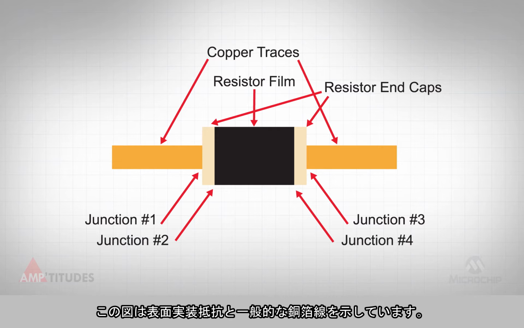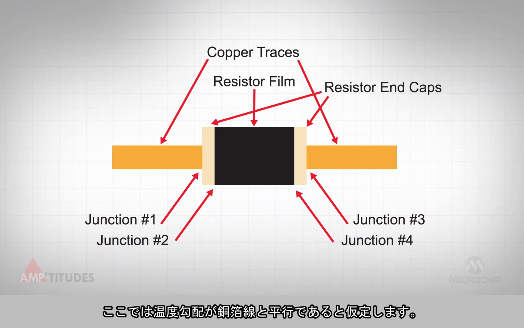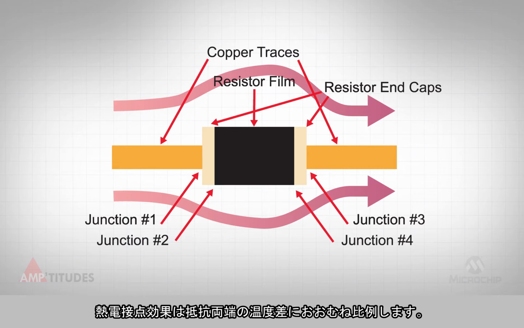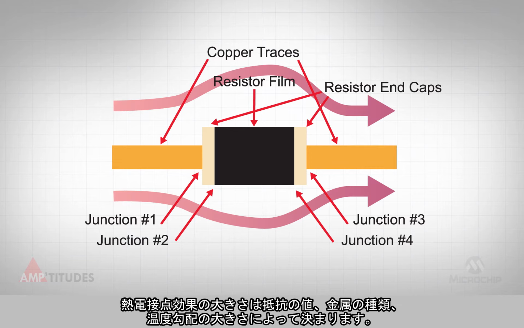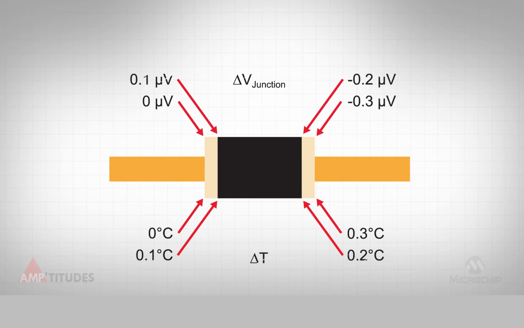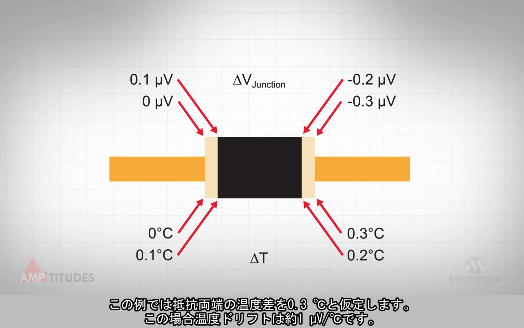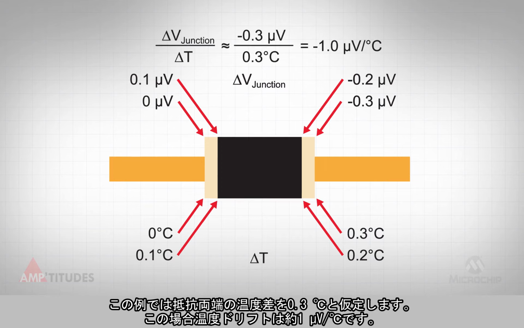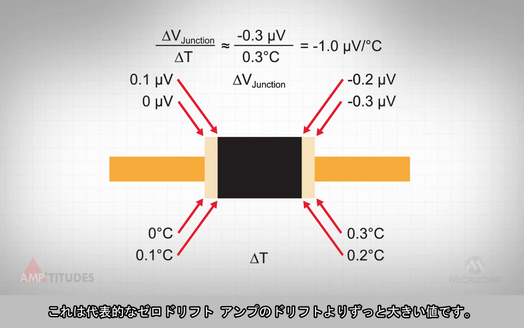This illustration shows a typical copper trace with a surface mount resistor. For this case, let's assume the temperature gradient is parallel to the trace. The thermal junction voltage effect is roughly proportional to the difference in temperature between the ends of the resistor. This effect is a function of resistor size, the types of metals in contact, and the severity of the temperature gradient. In this example, we assume a temperature gradient of 0.3 degrees C across the resistor, which results in a temperature drift around 1 microvolt per degree C change, much higher than the drift of a typical zero-drift amplifier.